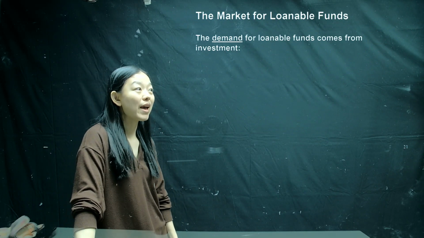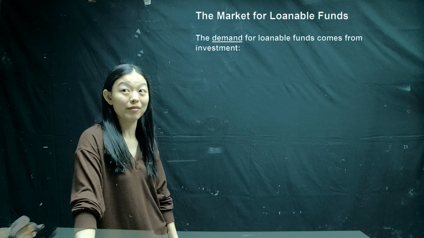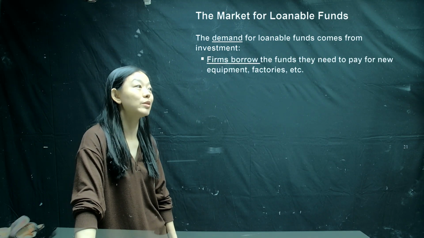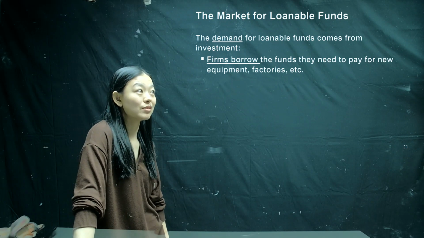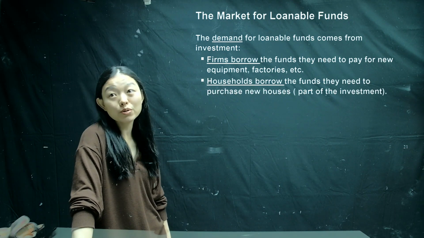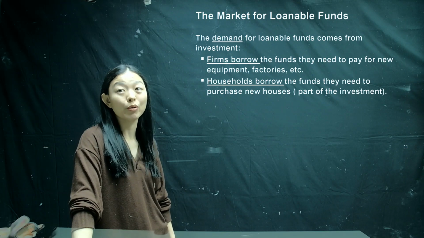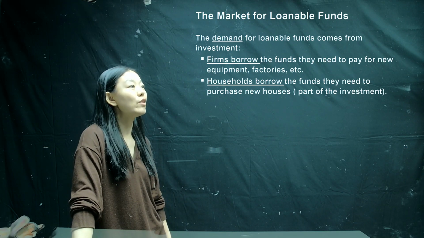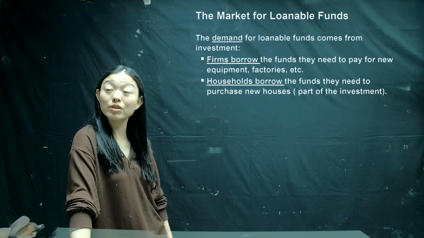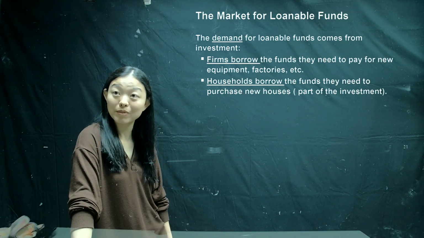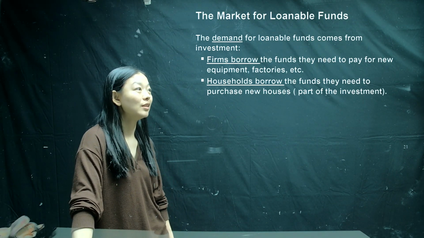Now, for the demand of loanable funds, the demand for loanable funds will come from investment. So, for example, firms can borrow money to buy new equipment, right? Households, like us, if we want to purchase a new house, we probably will take out a mortgage, right? So households will borrow funds if they need to purchase a new house. A new house is part of their investment. Remember, it contributes to residential investment.